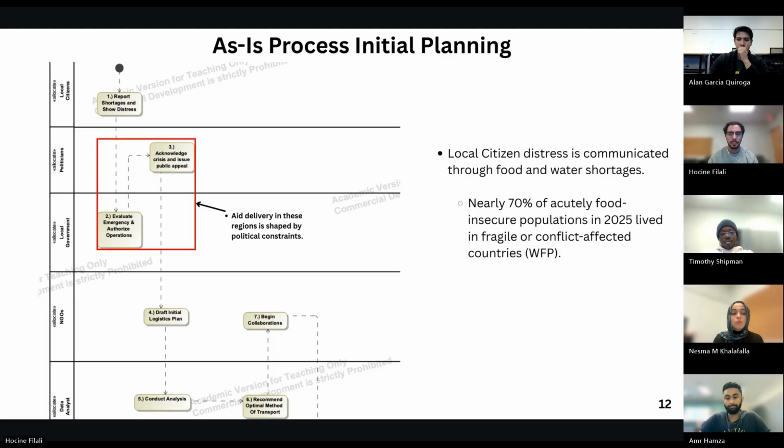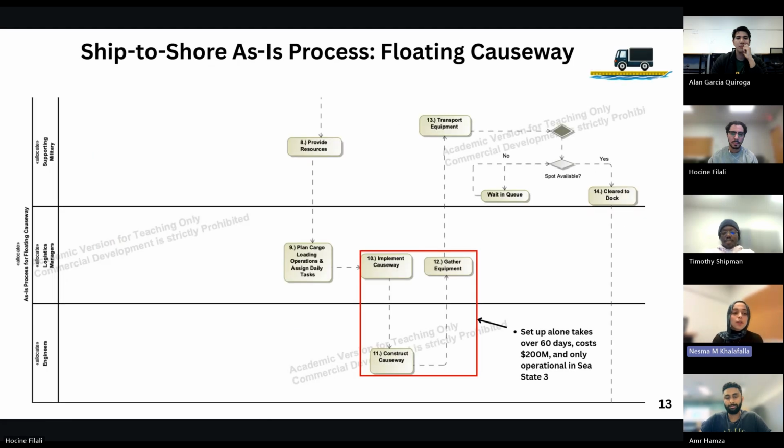This distress is then relayed to local governments and politicians who evaluate the situation, and NGOs who spearhead these missions to draft initial logistics plans. They consult data analysts to determine which method of transportation is optimal, and that is when each process starts to differ. So in the case of the floating causeway, because NGOs lack the necessary resources they need, they often have to collaborate with supporting military to provide those resources. Then a logistics manager can finally start planning cargo loading, and engineers would construct the causeway, and once the causeway is built, then aid can finally be transported from ship to shore via truck.